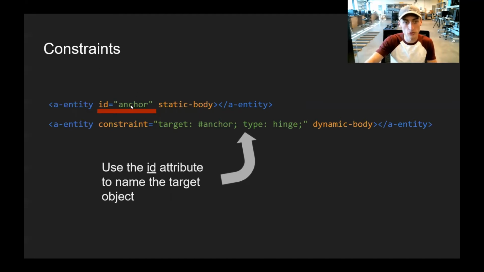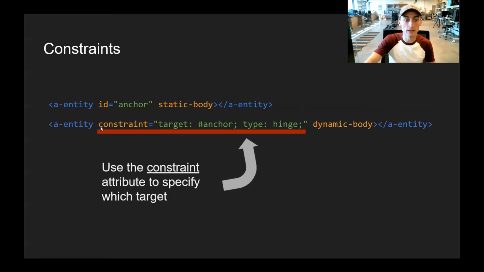Now, the first thing about constraints is you have to set something called an ID. It's basically giving these entities or objects a name so that they can be referred to by another object. You'll notice that in the constraint attribute in our other object, we have the target set to anchor. The important thing is you need the hashtag symbol in front of the ID of the other object in order to get it to work. And then, of course, the other property you can set is the type, just like hinge.